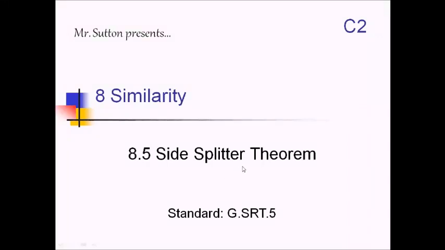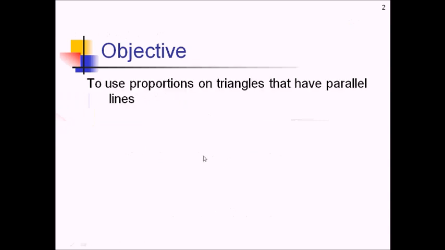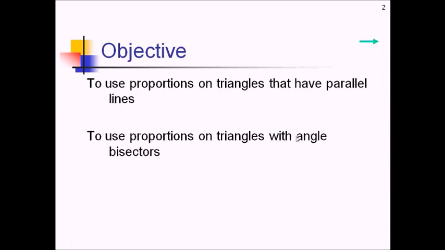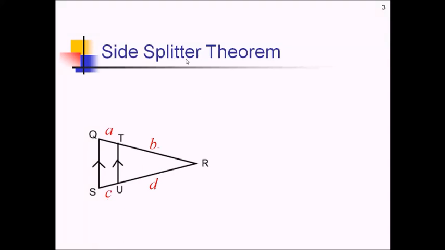In this one, we'll take a look at the Sidesplitter theorem, where we use proportions on triangles with parallel sides to find some of their measures, and also proportions on triangles that have angle bisectors. Let's talk about the Sidesplitter theorem.